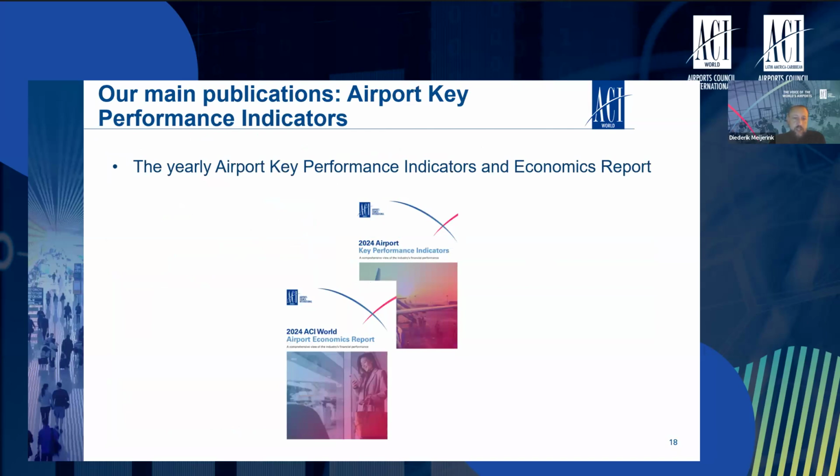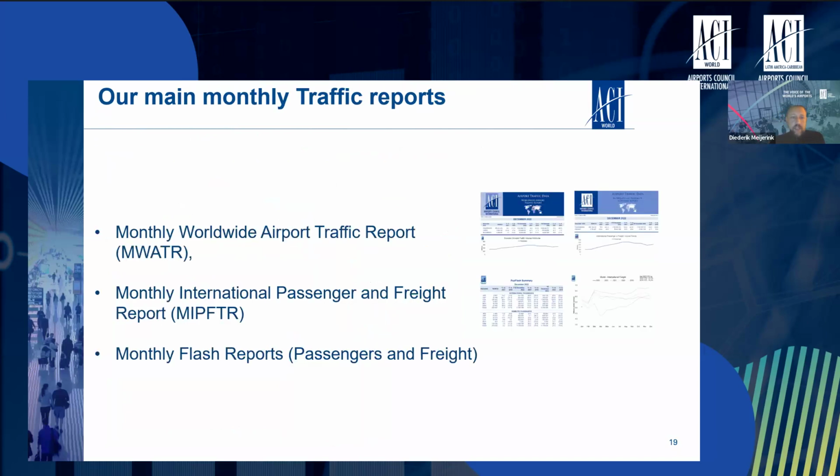Yeah, and this is just a rendering of the yearly airport key performance indicators and economics report. Those two reports are based on the data collection on the economics side of the shop. And there we have two people working around the clock, but they're fully focused to collect the economic data and produce this report. In the next slide, you will see the main monthly traffic reports that are available in the library module of the iHub that we will demo in a moment.